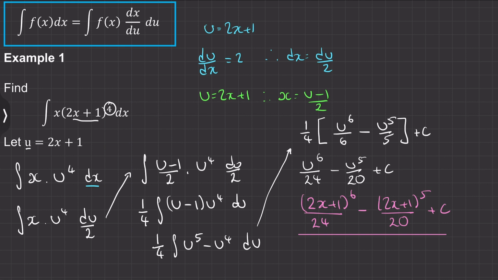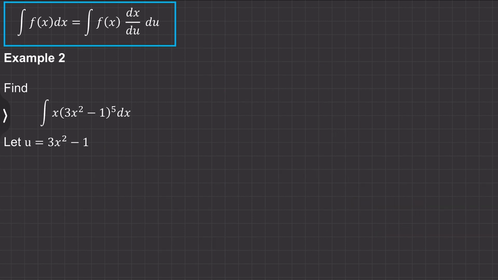Let's try example 2. So in example 2, we've been asked to integrate x multiplied by 3x squared minus 1 to the power of 5 with respect to x. And we've been told that we can let u equal 3x squared minus 1. So again, we can rewrite our integral as x multiplied by 3x squared minus 1, which is u, to the power of 5, dx. So now we need to write dx in terms of u.